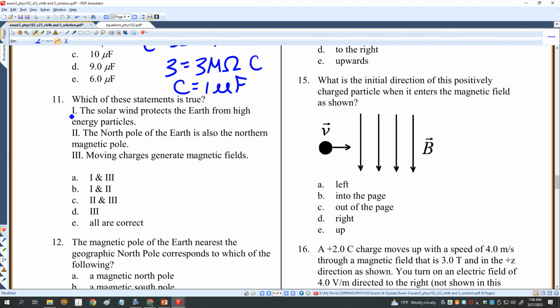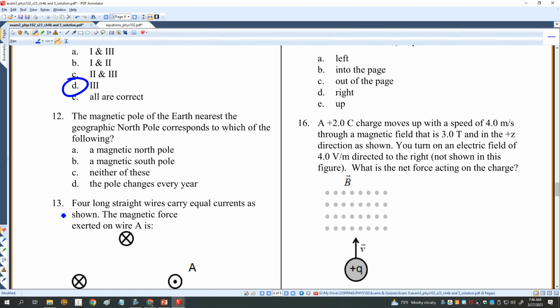Which of these statements is true? The solar wind protects the Earth from high energy particles. No, that would be the magnetosphere of the Earth. The solar wind actually are the high energy particles. The North Pole is also the northern magnetic pole. That's not true. It's actually the southern magnetic pole. Moving charges generate magnetic fields. Yeah, that's correct. So D is the right answer.